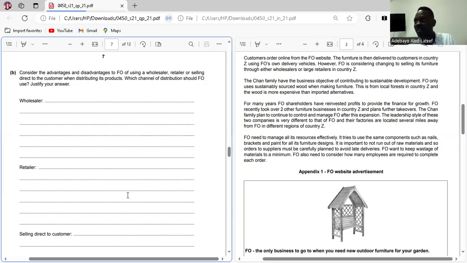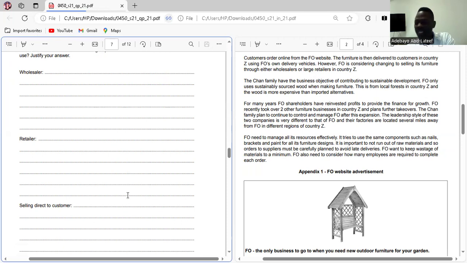Now the problem: wholesalers may sell competitors' products. It's not a problem in itself, but the problem comes if customers make comparisons that are not in favor of FO, which may reduce the revenue for FO. That means they're going to buy those of the competitors. Clear?